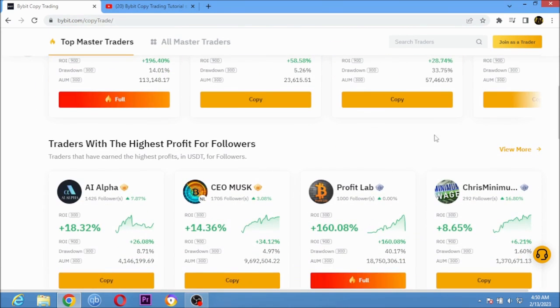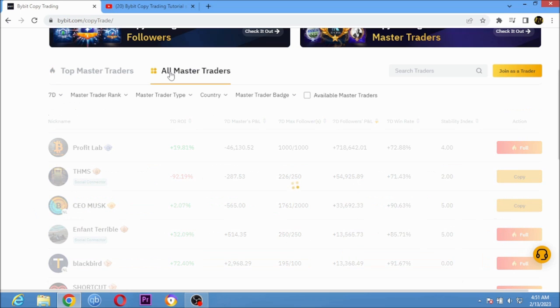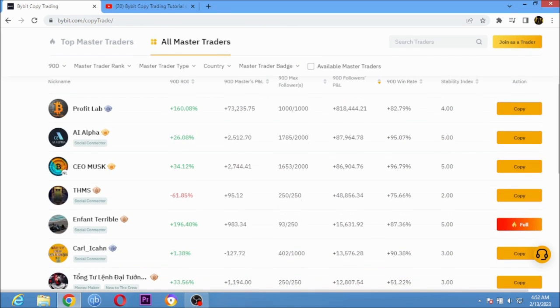In most cases, look at traders with the highest profit for followers. These are the most valuable traders that you can always go with. Still under this platform, you can join as a trader if you wish. But let's go for all master traders. So here, first of all, you're going to change the days, because we want to see the consistency of this trader that we're going to look into. So let's say in 90 days, how they have been performing.